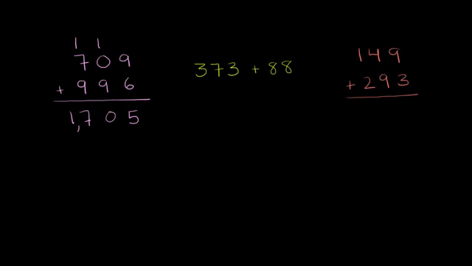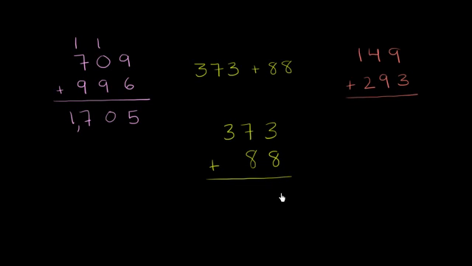Now the reason why I wrote it that way is to make sure that we remind ourselves to align the proper places under the appropriate places. So this one we can rewrite as 373 plus, we want to write the ones place under the ones place and the tens place under the tens place, so that we're adding the appropriate place values.